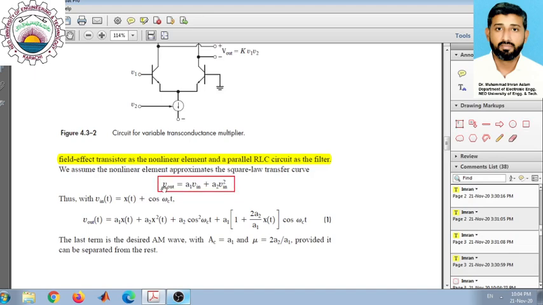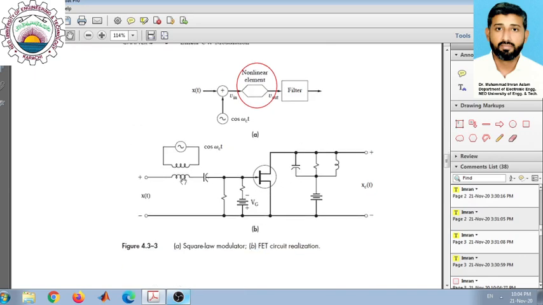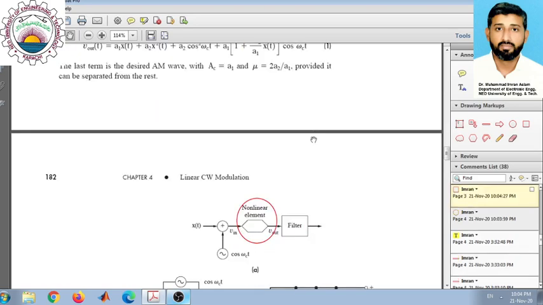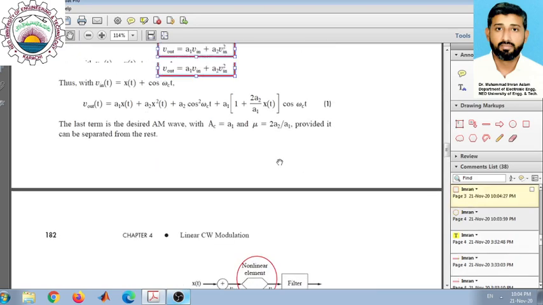The output is dependent on the square of the input: V in square. A2 is some constant number, and A1 is also some constant, which depends on the values of the resistance and capacitance. So this is the square law element which is illustrated here.